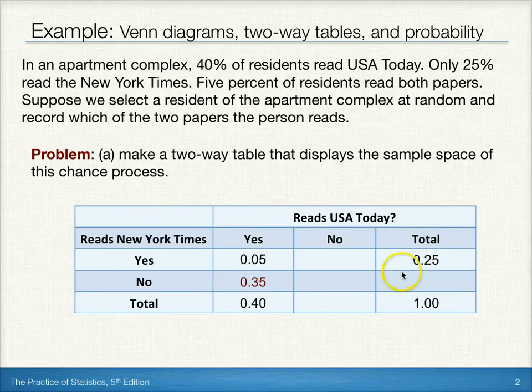Likewise, 25% read the New York Times. We know 5% read both, so that means 20% read the New York Times but do not read USA Today. Continuing around, we can use basic subtraction again to fill in the rest of the table.